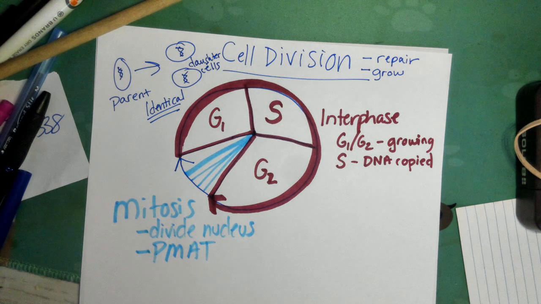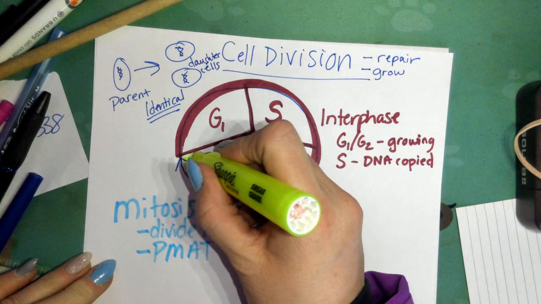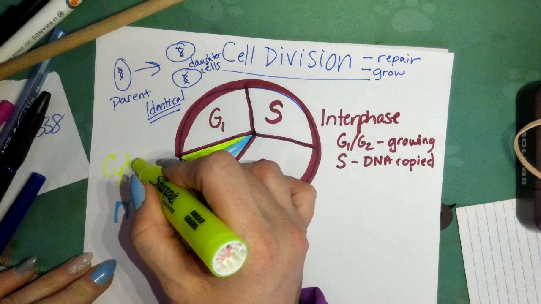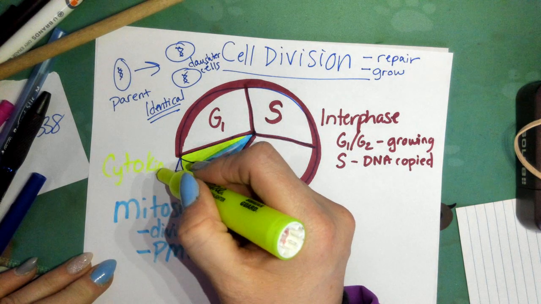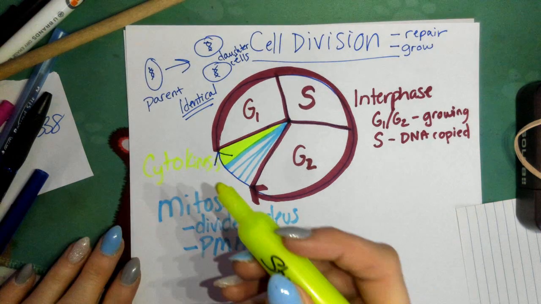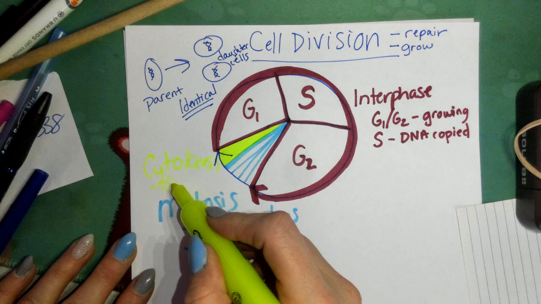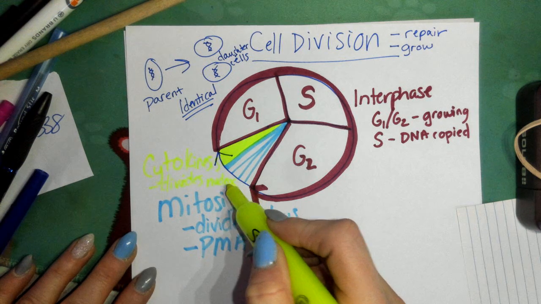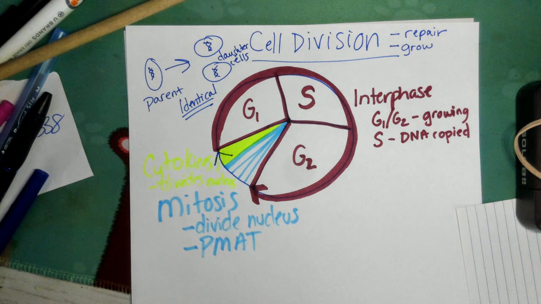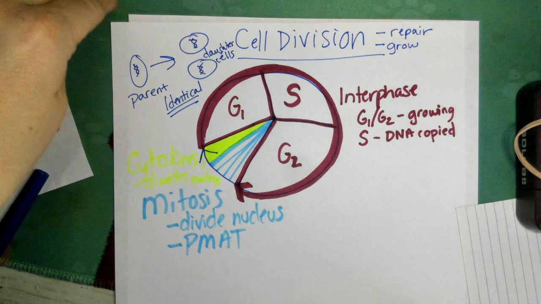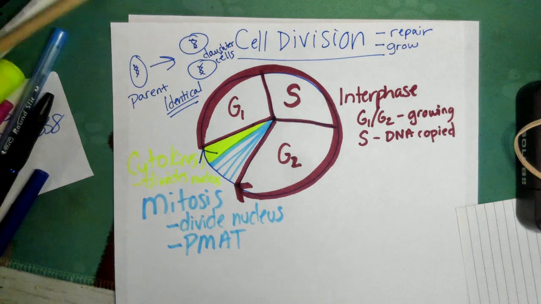And then after mitosis is going to be our final part of the cell cycle, which is cytokinesis. And that is where you're going to get the division. Mitosis divides the nucleus. Cytokinesis is where the rest of the cell is going to split apart. So this is the overall process of cell division. And now I'm going to go through each individual phase.